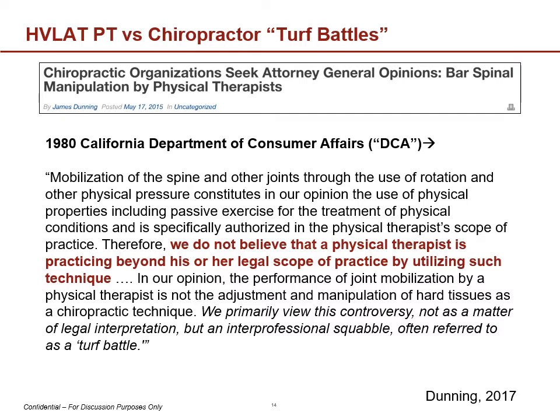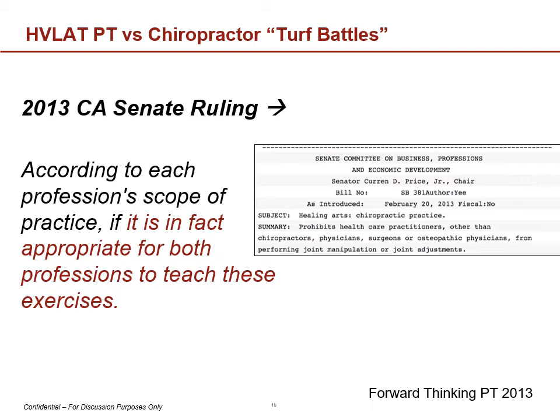Okay, let's look at something a little bit more recent, specifically in California, since that's where you will be practicing during your residency. In 2013, the CA Senate ruling said, according to each profession's scope of practice, it is in fact appropriate for both professions to teach these exercises. All right, so according to the CA Senate ruling in 2013, we're both allowed to use the practice of manipulation.